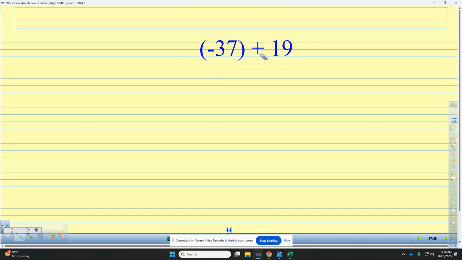Okay, so step 1, do we have any double negatives? Nope. Step 2, what do we have more of? We've got 37 negatives, 19 positives. So that tells me my answer is going to be negative. Step 3, are the signs the same or different? This is a negative, this is a positive. So that means we're subtracting because they're different.